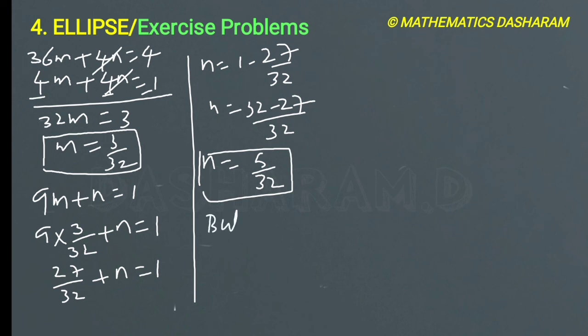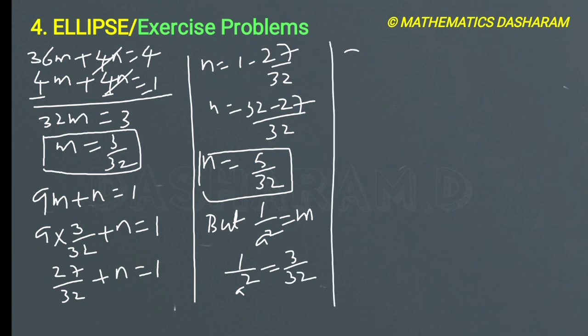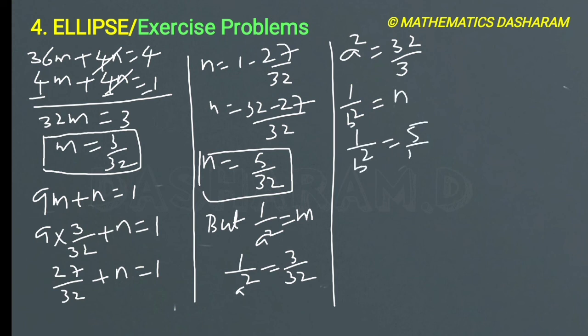But 1 by a square equals m. So 1 by a square equals m value 3 divided by 32. So then a square equals 32 divided by 3. Next, 1 by b square equals n. So 1 by b square equals n value 5 by 32. Then b square equals 32 divided by 5.